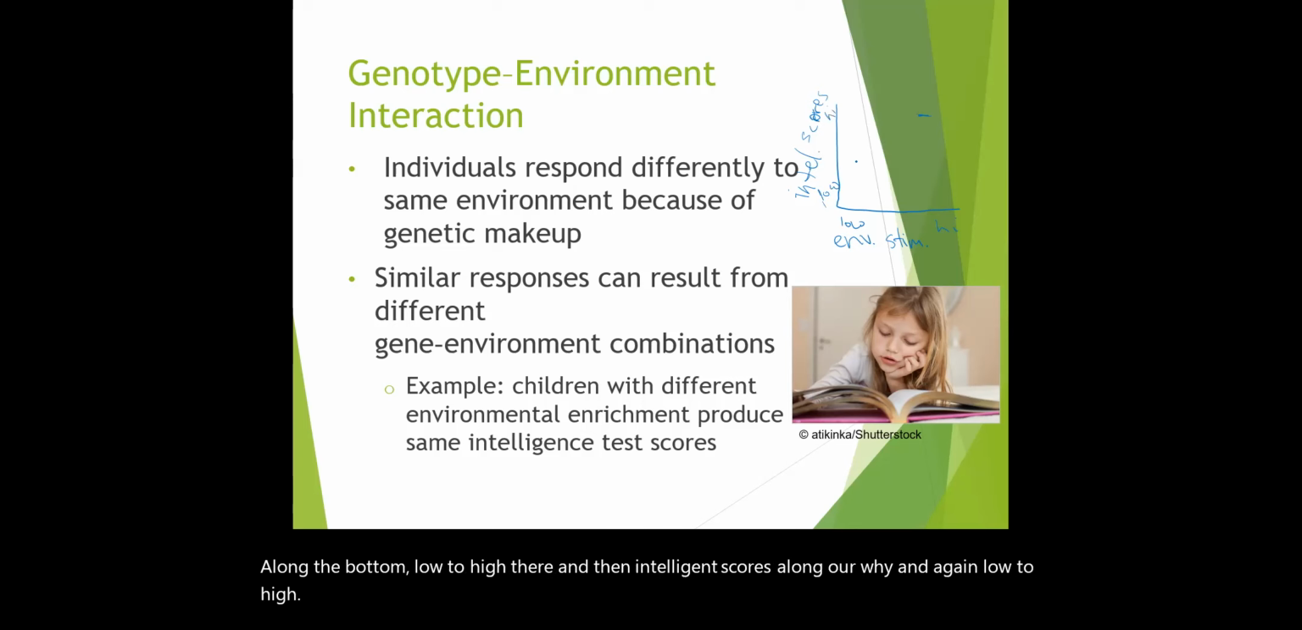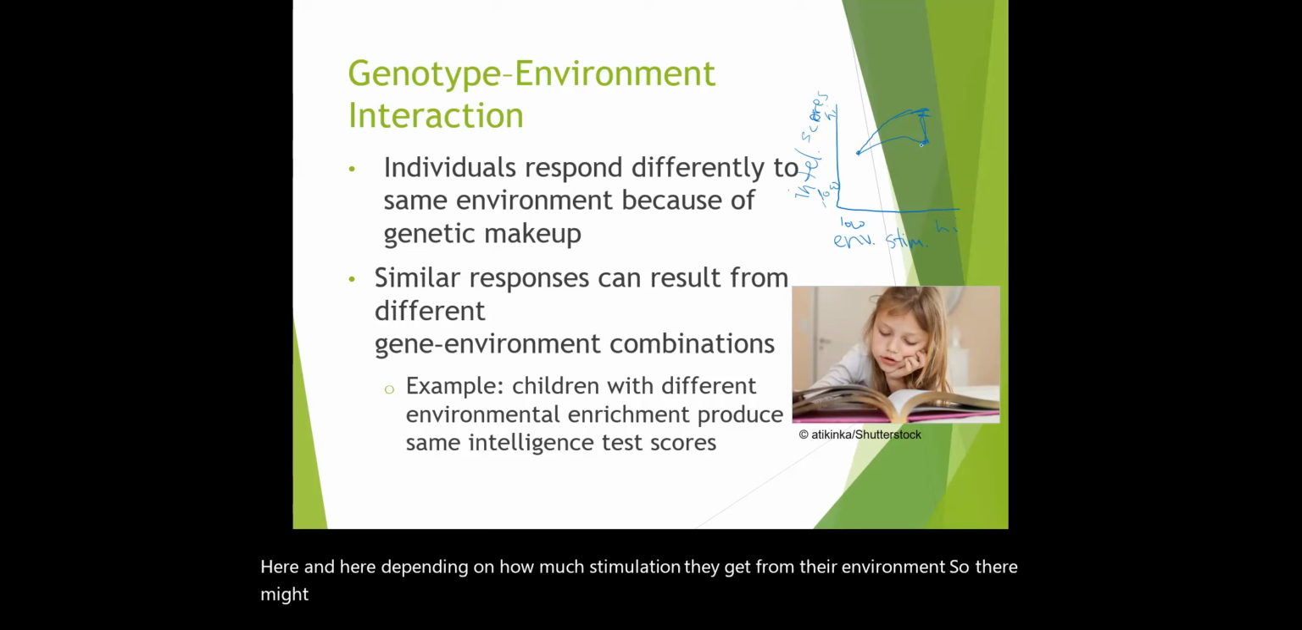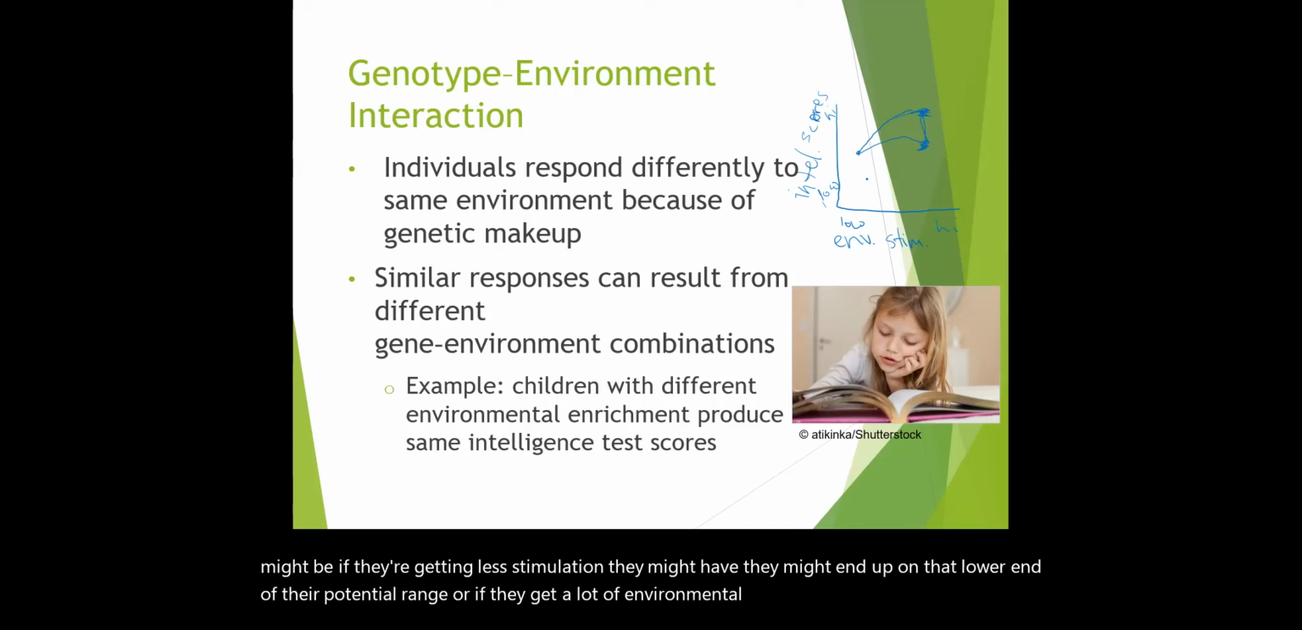So one individual, their potential range of intelligence score could be between here and here, depending on how much stimulation they get from their environment. If they're getting less stimulation, they might end up on that lower end of their potential range. Or if they get a lot of environmental stimulation, they'll end up on the higher end of that range.